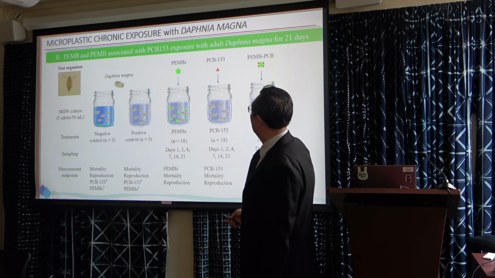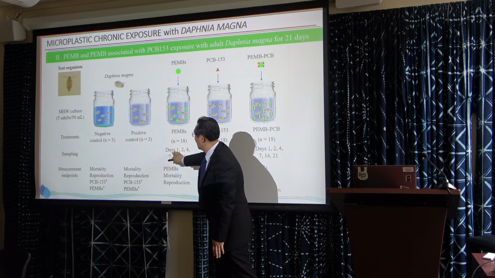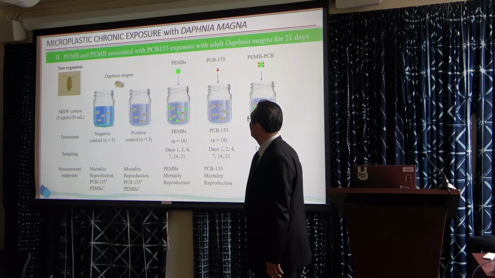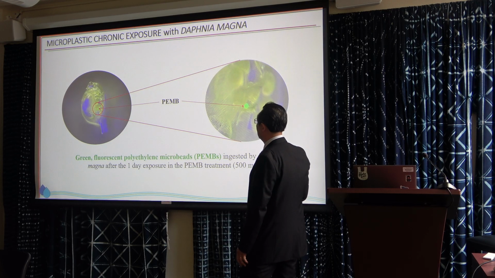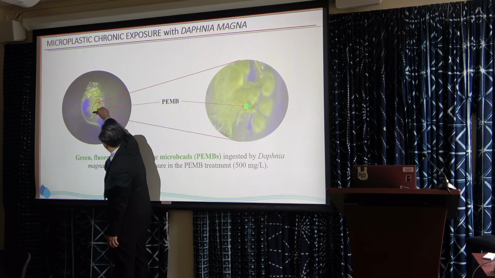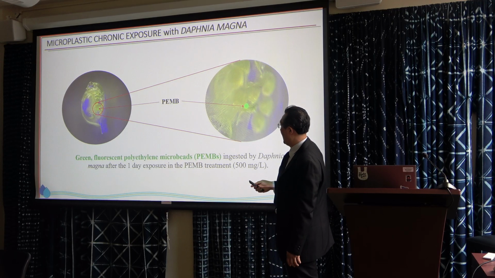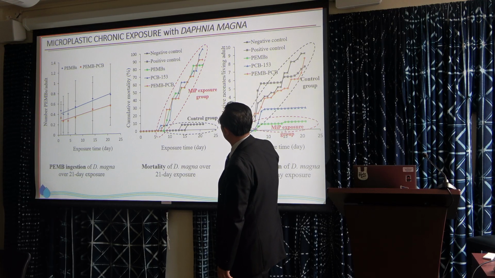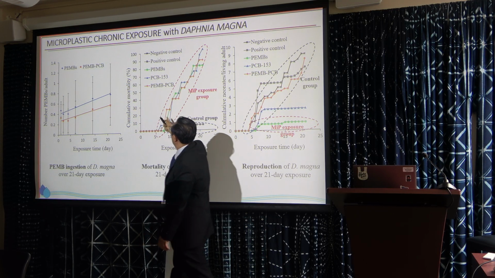The second experiment I did with Daphnia magna, and I did the exposure time from 1 day to 21 days. That's a longer time exposure. And what did we find? We found some particles inside the body of the organism after just 1 day of exposure. And particularly, this result shows that the small particle strongly affects the mortality of the organism.